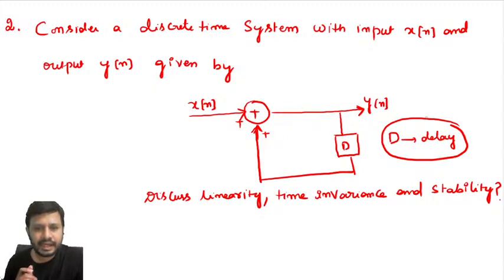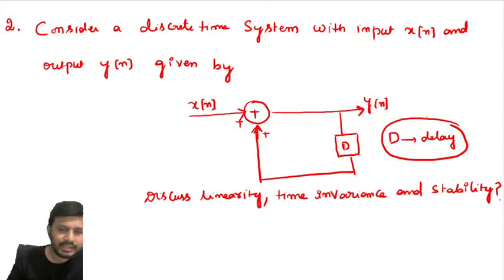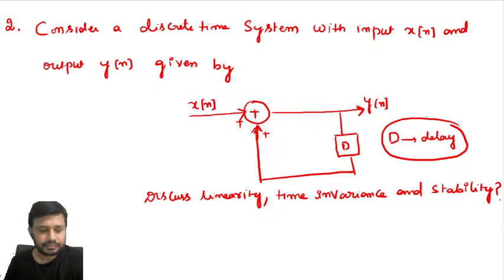Discuss linearity, time invariance and stability. Any answers? First of all, whenever you are given this kind of block diagram, you must get the input output relationship, from which we can discuss linearity, time invariance and stability. Now how to get that?